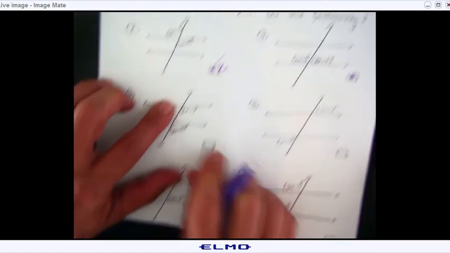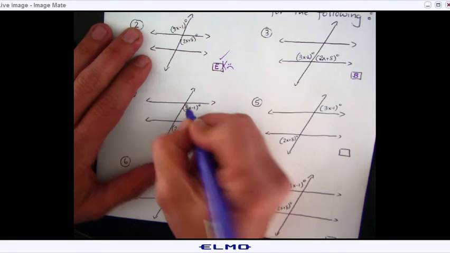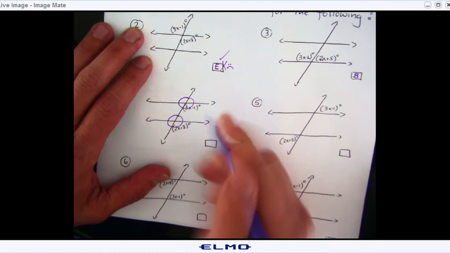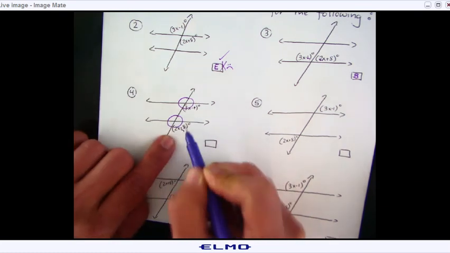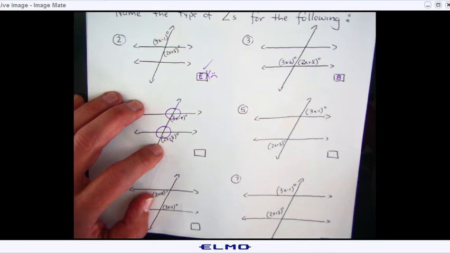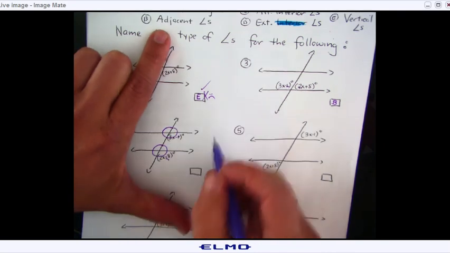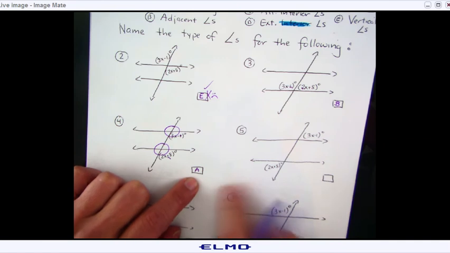Number 4. Now they're on two different parallel lines, so I'm going to draw the circle. So this one would actually fall on top of that. What do you call that? Anybody? They're not alternate interior, huh? Corresponding, yes, because they fall on top of each other like a sandwich. Bam. So that's corresponding. That's your A.